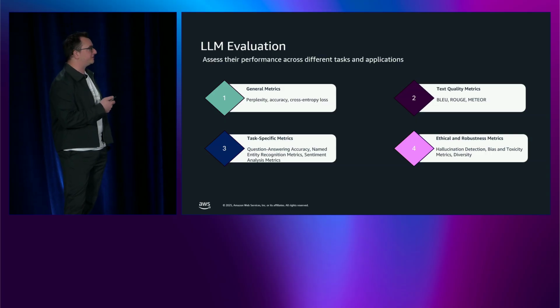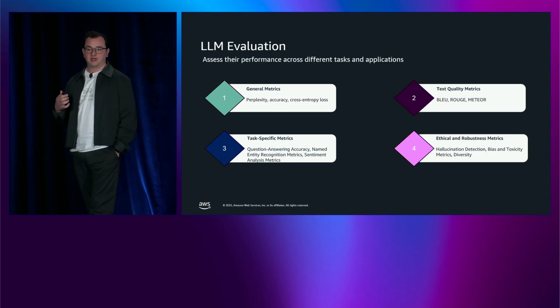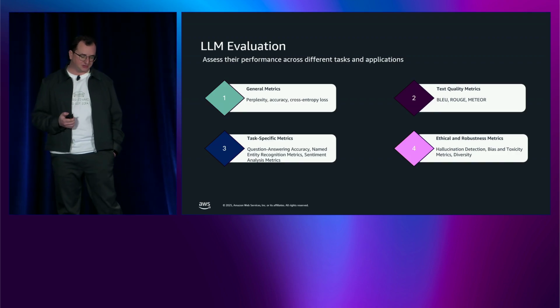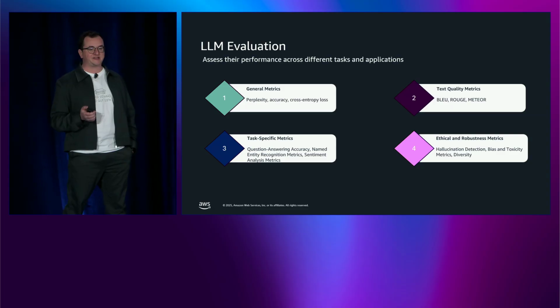You will have different techniques. You will have general metrics. You can use, for example, perplexity or accuracy to statistically evaluate the quality of a model. But you can also go a little bit deeper and, for example, consider task-specific metrics.